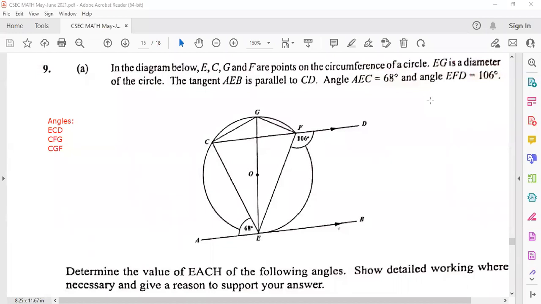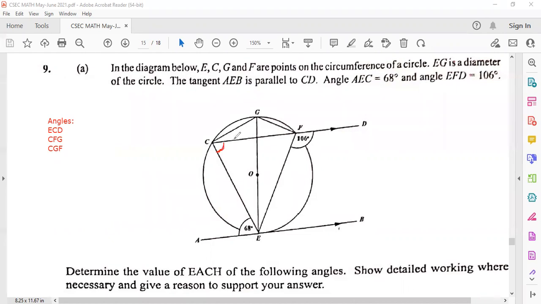So we had just finished the previous question, and now we're looking at this circle theorems question. In red, we have the angles that we're supposed to be looking for. Let's highlight those. They want angle ECD. So we're going to start at E, go up to C, and then off to D. That looks to be this angle here. That is angle ECD.